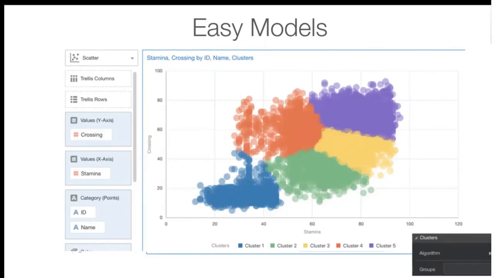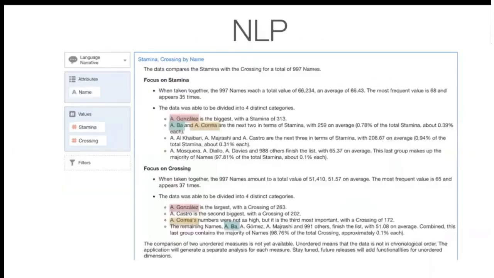I call these easy models because, as you see, it's just one click away. The only drawback by using these easy models is that it will create, in this case, a clustering algorithm based only on the dimension that you are plotting in the chart. If you want to do something more advanced, OAC gives you another option.